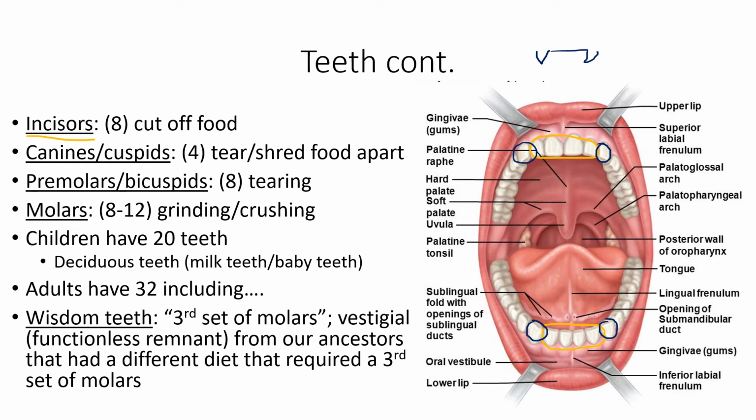Next, we are going to look at the premolars or bicuspids. There are 8 of them. So 4 on top, 2 on either side, and 4 on the bottom, 2 on either side. These appear to be sharper molars, and they are used for the purpose of tearing.